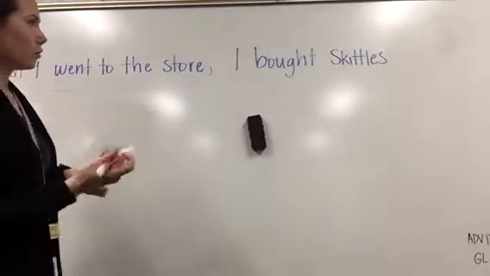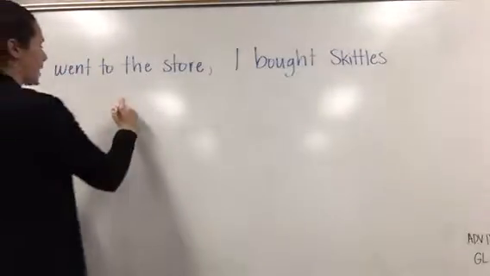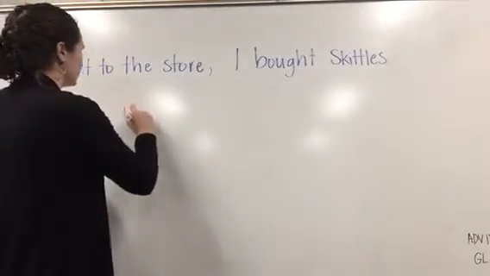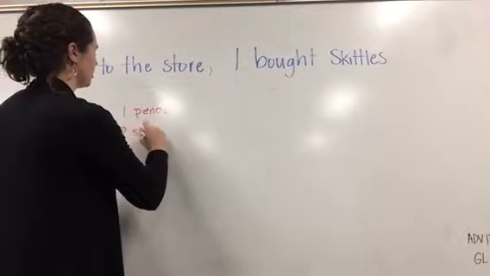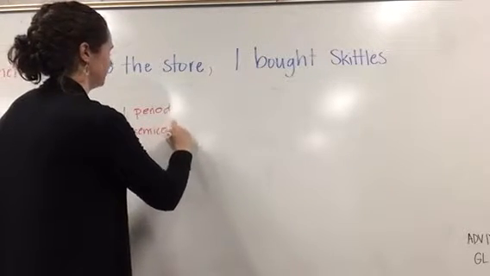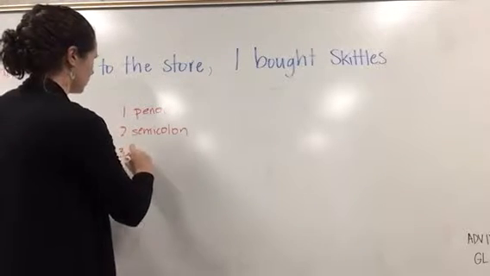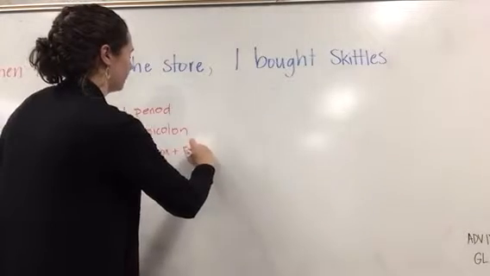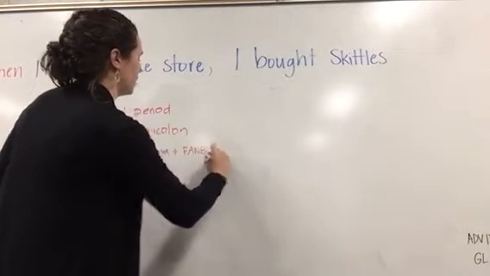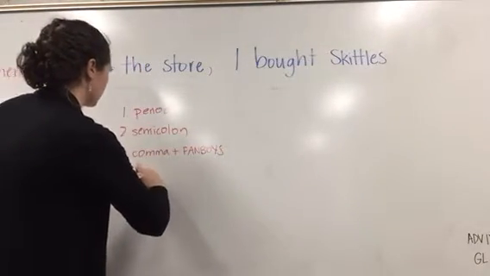So the four options for how you can combine independent clauses are: you can use a period, you can use a semicolon, you can use a comma plus a FANBOY, and then your last option is to make one dependent.